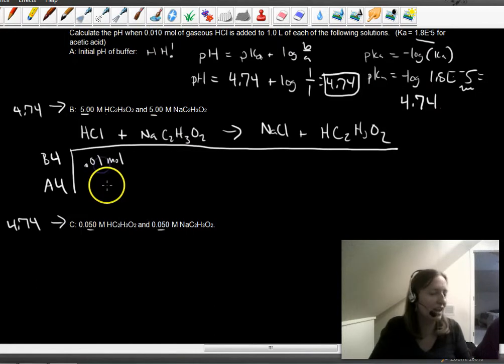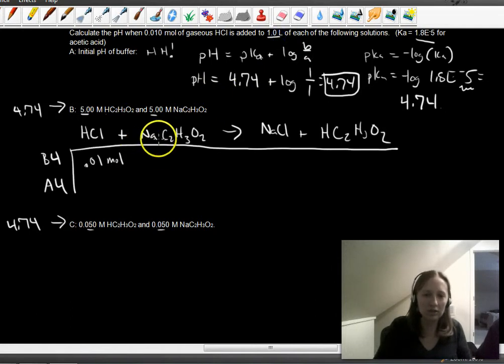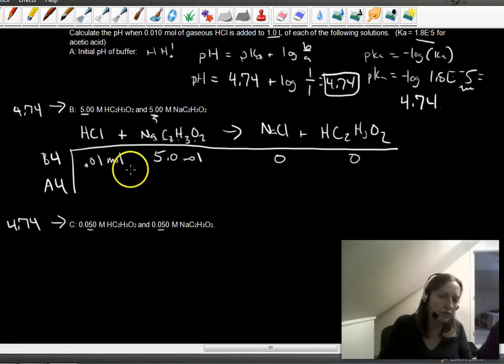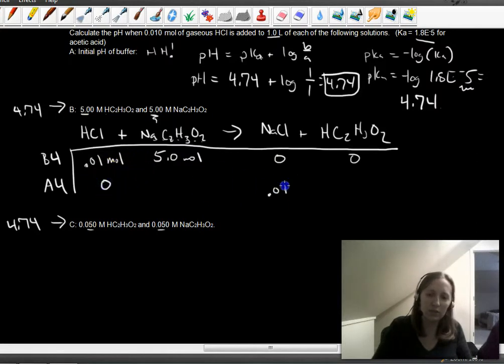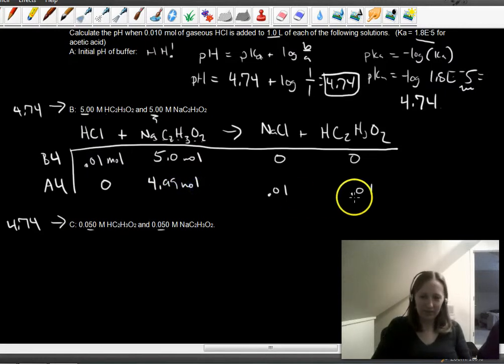All right, so it says 0.01 moles. So 0.01, that was nice. I gave that to you. I'm too nice. 1 liter of the following solutions. So in 1 liter of 5 molar, how many moles of this? 5 moles. And there's none of this and none of this. What are we going to run out of first? The hydrochloric acid. That's going to be definitely gone. That's going to be 0.01. And what are we left with of our sodium acetate? 4.99 moles.